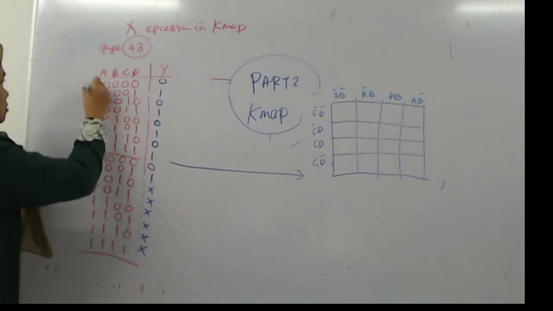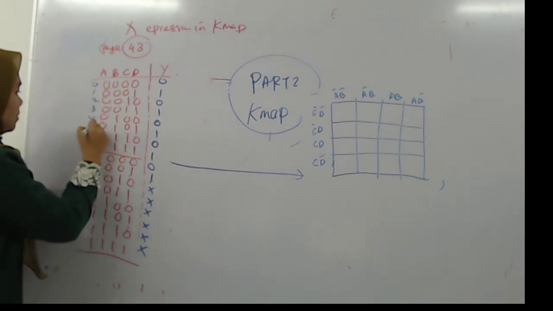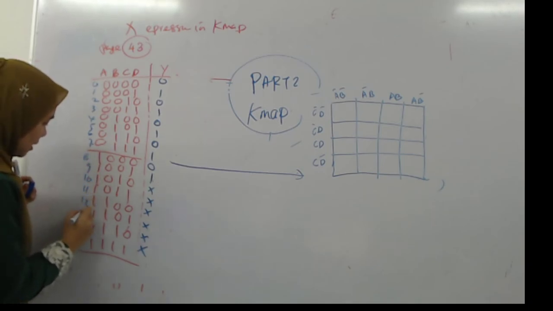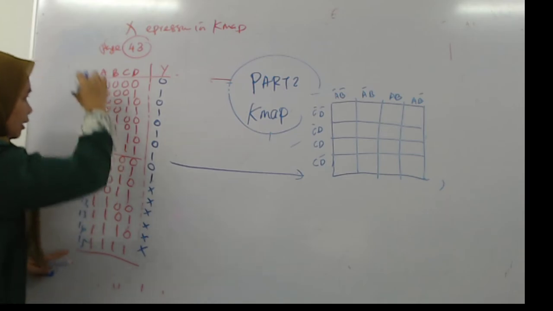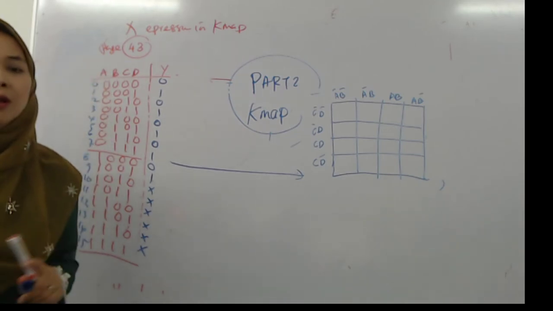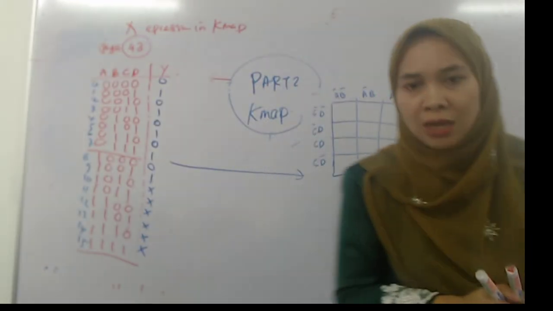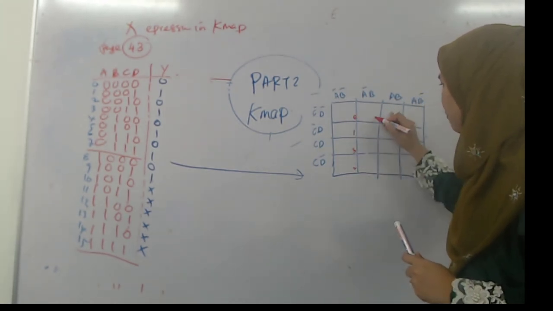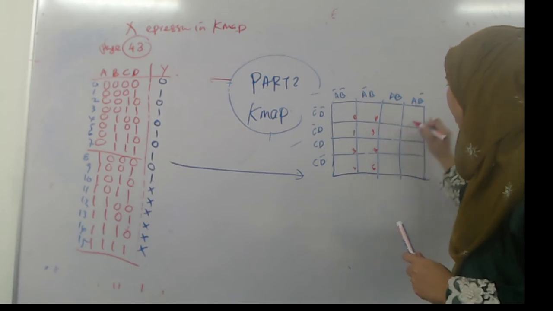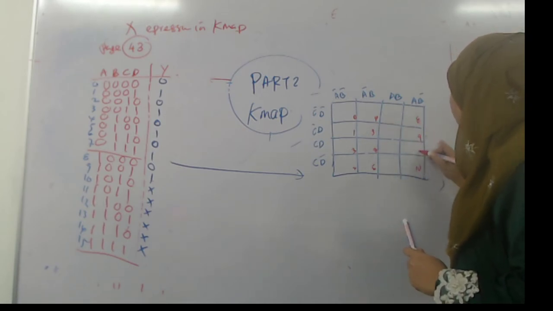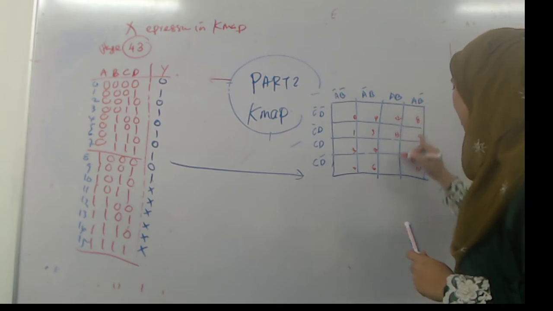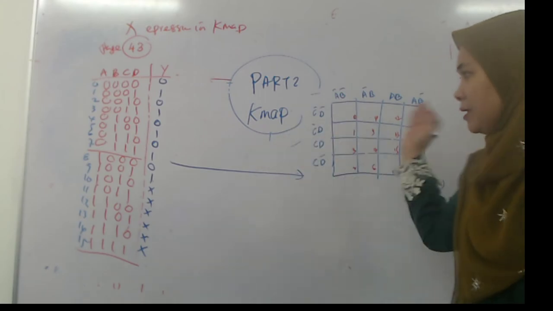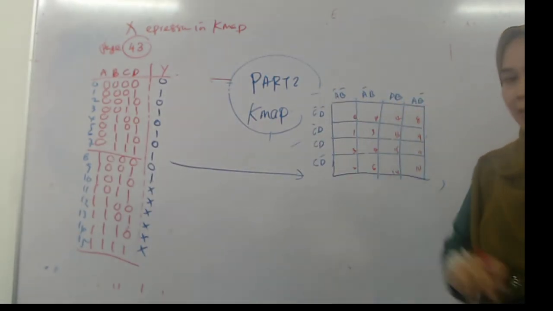So these numbers are 0, 1, 2, 3, 4, 5, 6, 7, 8, 9, 10, 11, 12, 13, 14, 15. There are 16 in total, but because it starts from 0, it goes up to 15. So we arrange them here, in the same order. Like it or not, you have to memorize it. Alright, so we place the output inside the Karnaugh map.